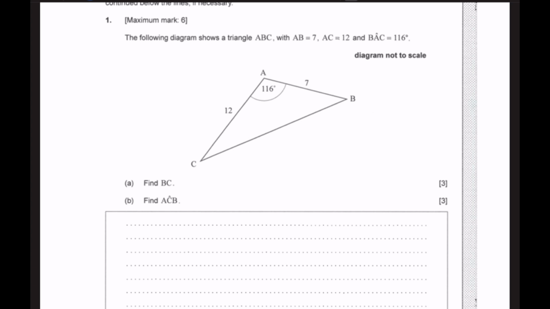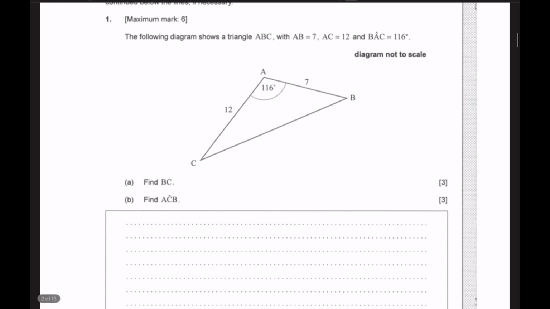So here we have a triangle ABC, right? So two side lengths and an angle are given to us. Now first we have to find BC, which is this opposite side. Quickly name this triangle. So this angle is A, this angle is C, this angle is B, this side is small a, this side is small b, and this is small c. Now, after this, we have to find BC.